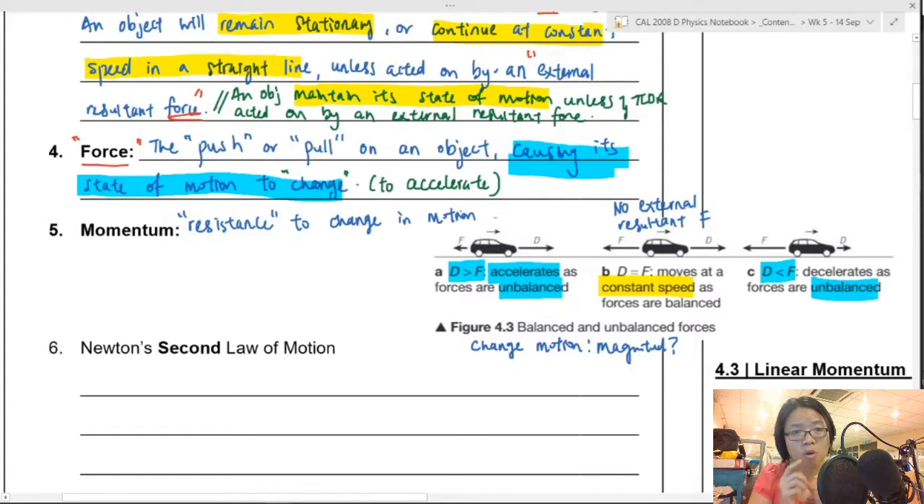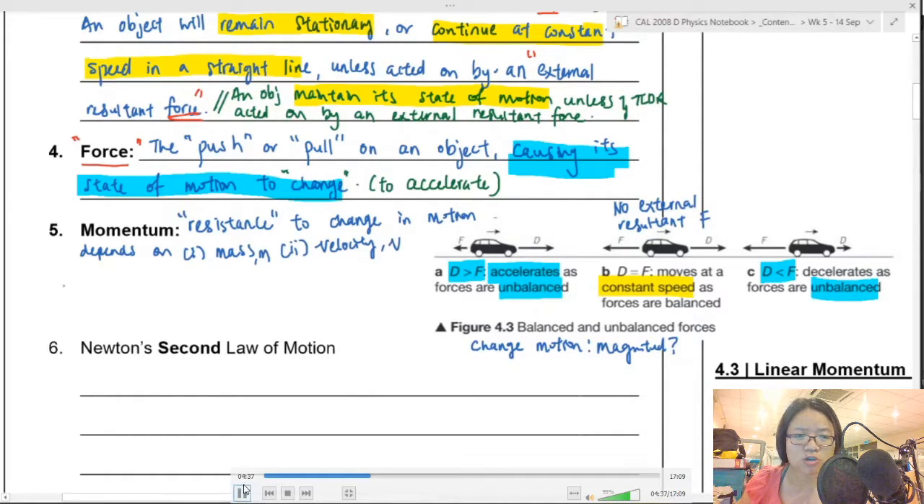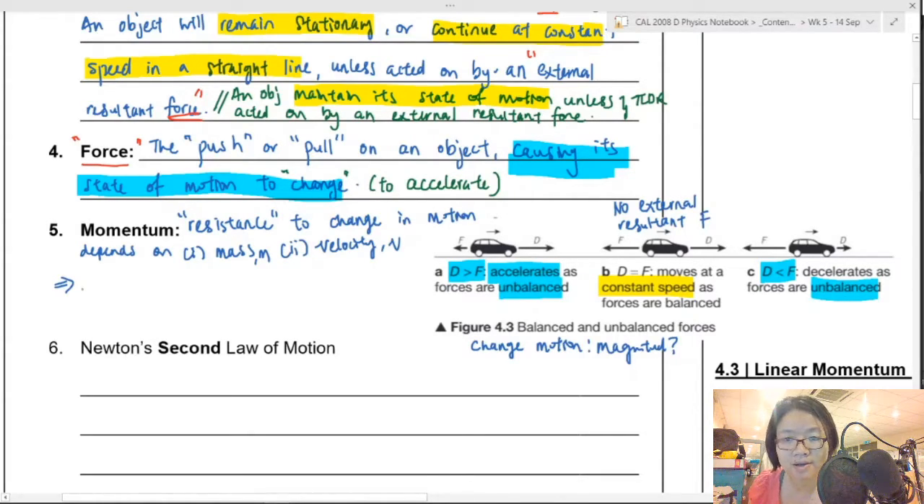Okay, so momentum here, we can think about as resistance to change in motion. And you will resist changes depending on your mass and your velocity. So we already know that the larger the mass, the larger the resistance. But also at the same time, the larger the velocity, the larger the resistance. Let's say, for example, there's a car that is driving at 40 km per hour versus a car that is driving 100 km per hour. Which one is easier to stop? Of course, it's the slower car, right?